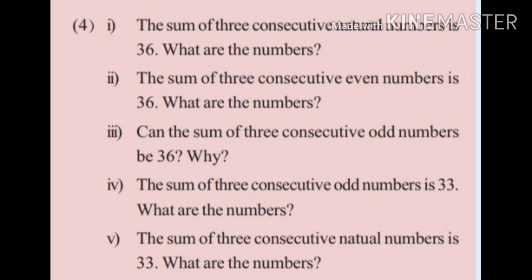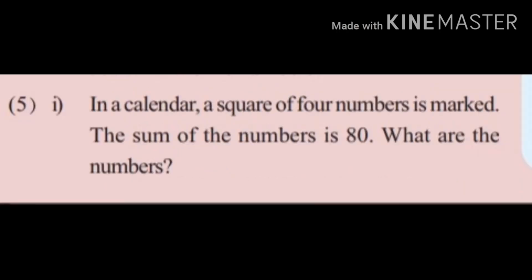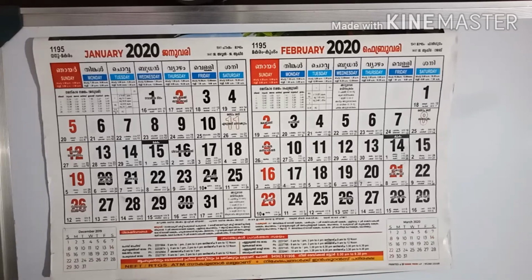Now the next question is question number 5. Two sub-questions are there. The first sub-question is, in a calendar, a square of 4 numbers is marked. The sum of the numbers is 80. What are the numbers? Here we have to consider a calendar. Let's see how to do this. In this question, we have to consider a calendar.